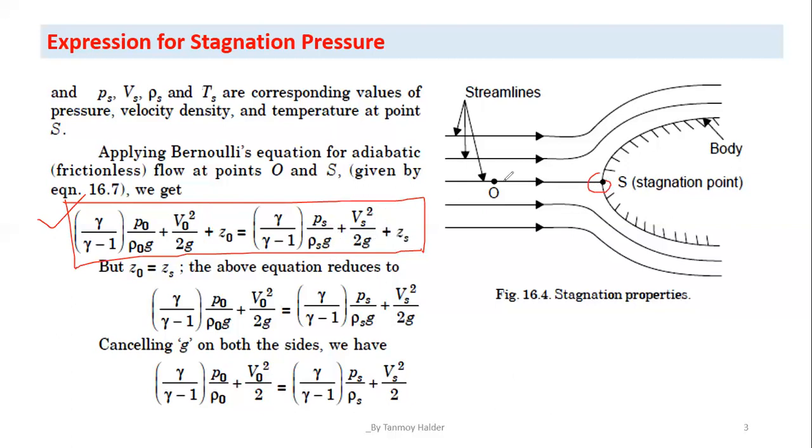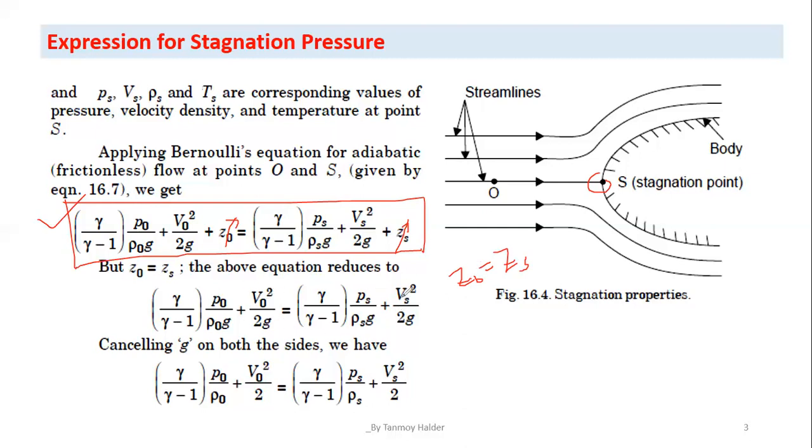Now see, the height difference of O and S is equal. So these terms cancel out each other, right? At Z0 is equal to ZS. So this term cancels out each other, right? So we are left with this whole term.